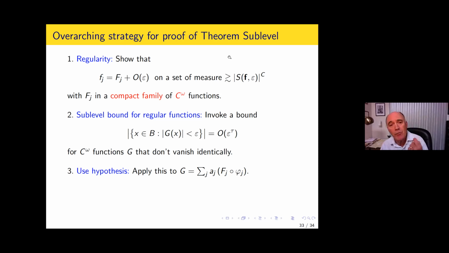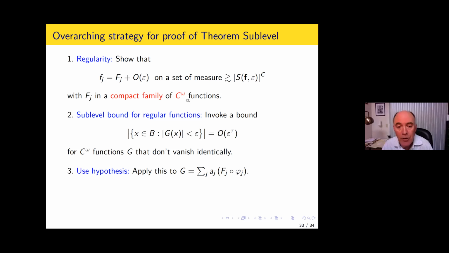The main step is a regularity step. Given functions little f_j, the functions capital F_j in this slide have nothing to do with the functions capital F_j in the earlier part of the lecture. I'm sorry about that. So we're given functions little f_j in our sublevel problem. And what we want to show is that up to epsilon in the sublevel problem, they agree with much better functions. So on a set whose measure is bounded below by at least a positive power of the measure of the given sublevel set, we want to show that little f_j agrees up to O of epsilon with a very regular function.